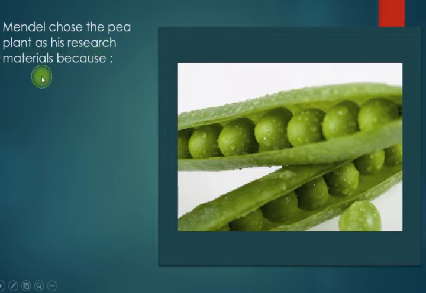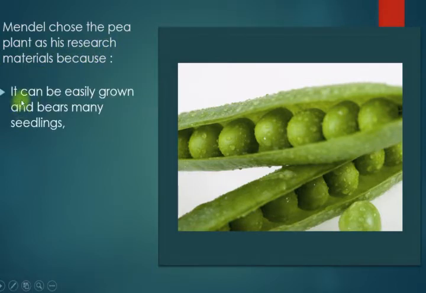Do you know what a pea plant actually is? Pea actually refers to kacang peas in Bahasa Melayu. So why did he choose the pea plant? Because it can be easily grown and bears many seedlings.